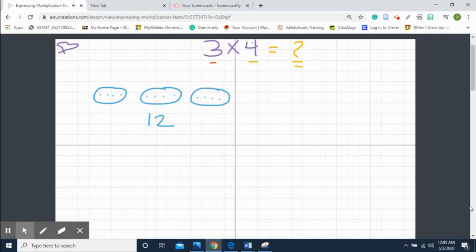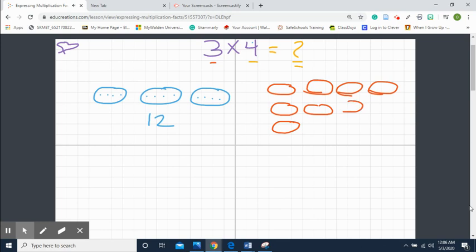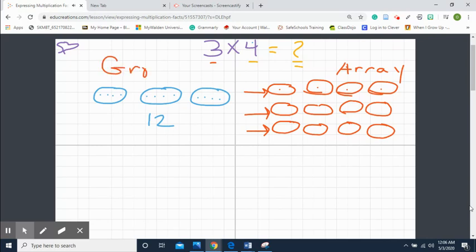Another way to express 3 times 4 is simply to draw an array. We can say there are 3 rows and 4 of these circles in each row. Here's my first row, here's my second row, and here's my third row, which is the 3, and then there's 4 in each, which is the 4. So now we've just expressed 3 times 4 using an array. So I'll write the word array up here. And up here maybe I'll just write the word groups.